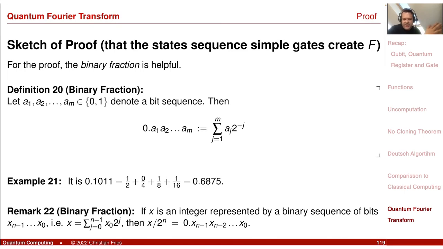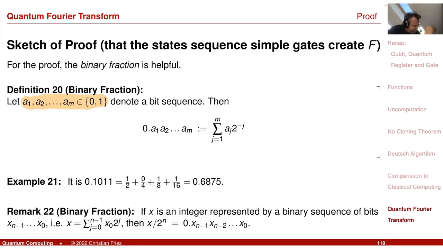That looks a little bit strange, but actually it's a trivial thing, and it's just a notational laziness, because I would like to omit the division by 2 to the power of n. So if you have a binary sequence, say a_1 to a_m, like 1, 0, 0, 1, 1, and so on, then we can define 0.a_1 a_2 ... a_m as the sum of a_j times 2 to the power of minus j.